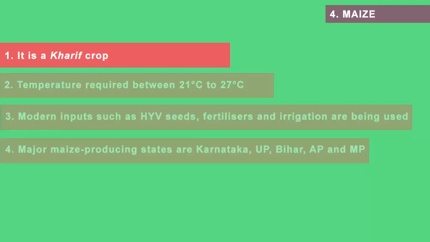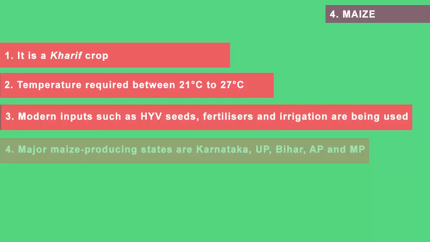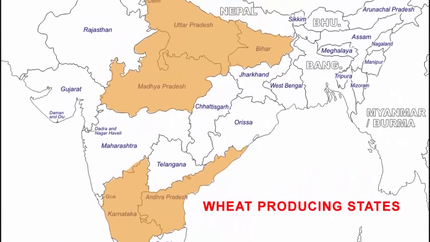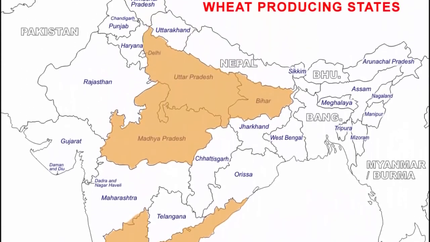And the next type of crop is maize. Now it is a Kharif crop which requires a lot of water because Kharif is a monsoon crop and the temperature should be between 21 to 27 degrees Celsius. So today maize is being grown with the help of high yielding variety seeds. These seeds require less input and give a lot of output. And then you need fertilizers and irrigation facilities to increase the production of maize. Some of the maize producing states are Karnataka, Uttar Pradesh, Bihar, Andhra Pradesh, and Madhya Pradesh.